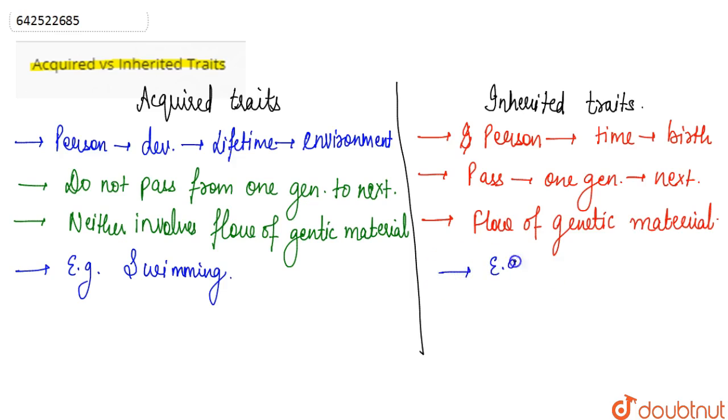Now if we talk about inherited traits, such as eye color, hair color, height, all this we get from our parents. So these are the traits that are inherited from parents to the progeny. So this is the difference between acquired trait and inherited trait.